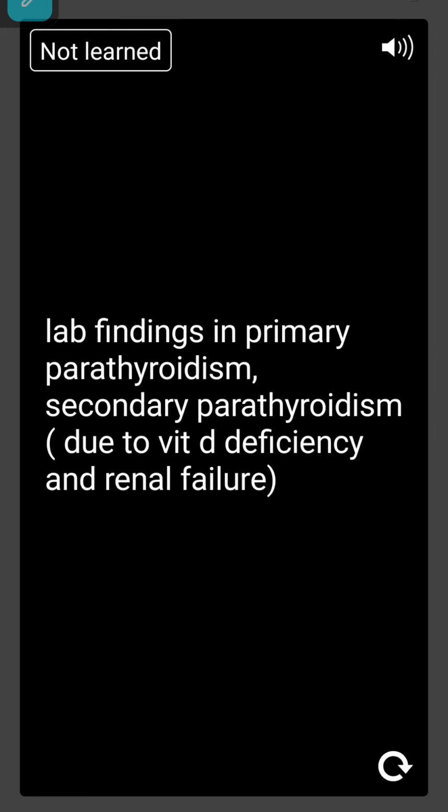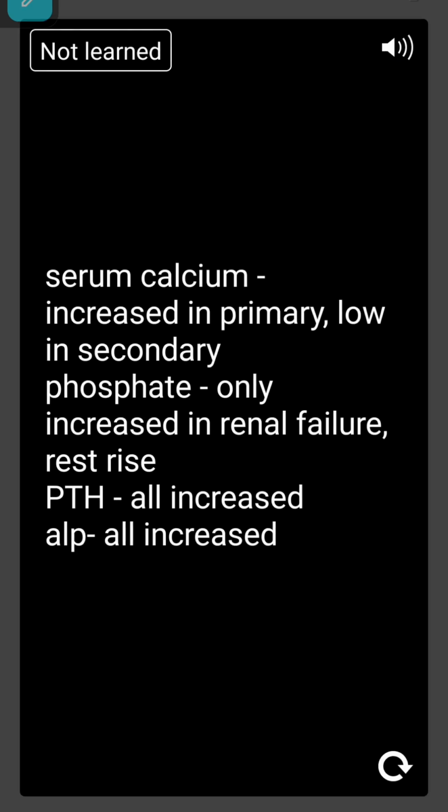Lab findings in primary hyperparathyroidism, and secondary hyperparathyroidism due to Vit-D deficiency and renal failure. Serum calcium is increased in primary, low in secondary. Phosphate is increased only in renal failure, the rest are decreased. PTH, all increased. ALP, all increased.